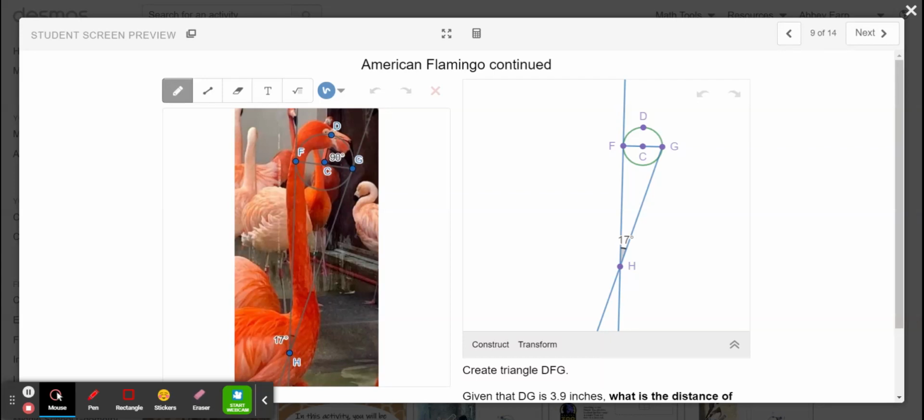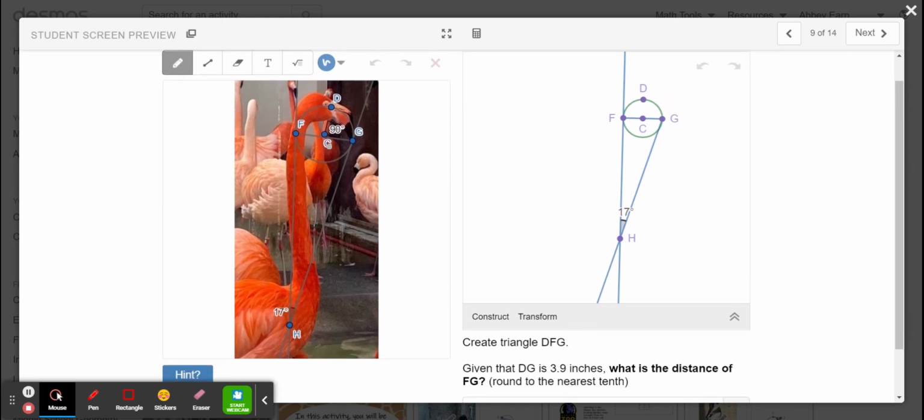Continuation of looking at the American flamingo. This time we are given some different information. We are given that the triangle, let me try to draw it out for us. We have a triangle FHG. It has an acute angle at point H, 17 degrees.